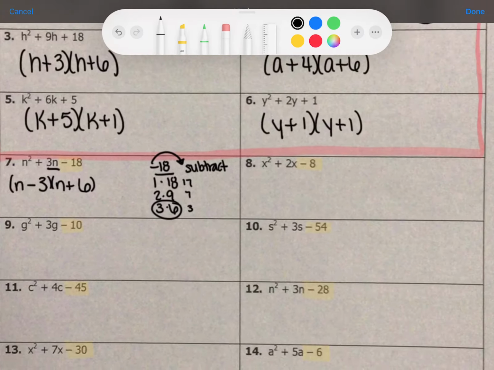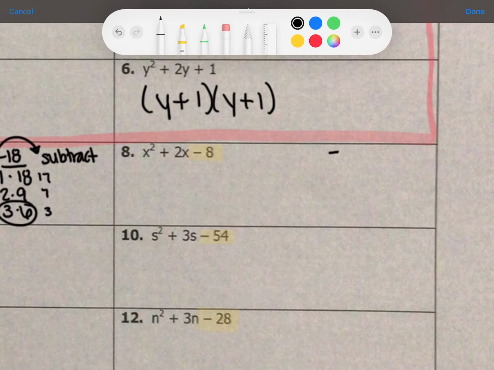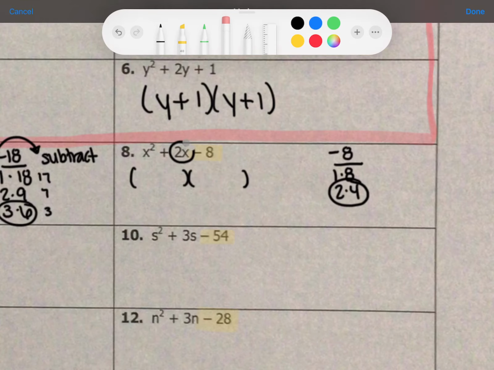All right, let's take a look at another one. This is a negative 8. So I have 1 and 8, 2 and 4. Because that's negative, I know I have to subtract my two numbers, and I'm looking for a 2. Which one of these subtract to give me a 2? 2 and 4. So I have x something 2 and x something 4. I need to make sure my sum of those two values gives me a positive 2.